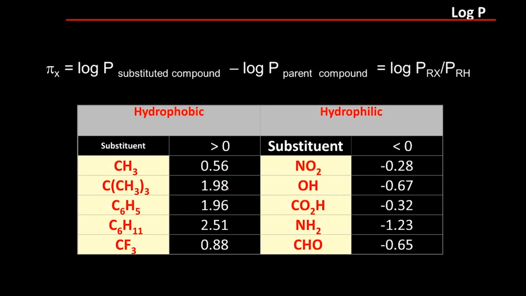So many processes depend on it, and as you can see, depending upon the substitution, each substitution contributes towards log P. For example, CH3 is 0.56, that is more hydrophobic. If you have a tertiary butyl, you have 1.98. Aryl group 1.96, C6H11 2.51. Whereas if you look at nitro, OH, NH2, they are all negative because they are more hydrophilic. So if you substitute a molecule with a particular functional group, we can find out the contribution and either subtract from or add to the log P of the parent compound. So log P plays a very important role.